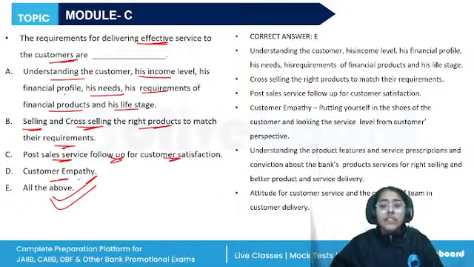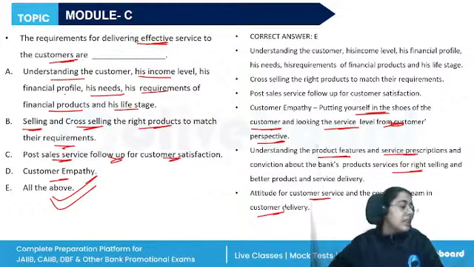All of the above. So understanding of the customer, their needs, cross-selling, post-sale service, customer empathy means putting yourself in the shoes of the customer and looking at the service level from the customer's perspective. The agents or the branch staff, when they are explaining the product to the customer, should themselves understand the product features and the service prescriptions. Only then can they better sell the product or the service, and they should have the attitude for customer service and the concept of team in customer delivery.